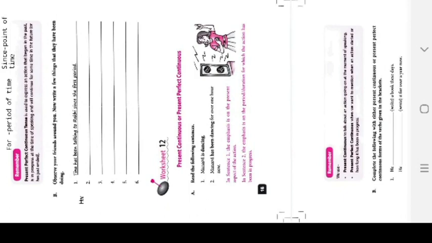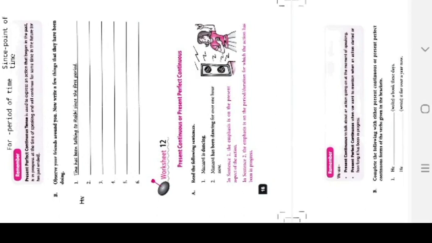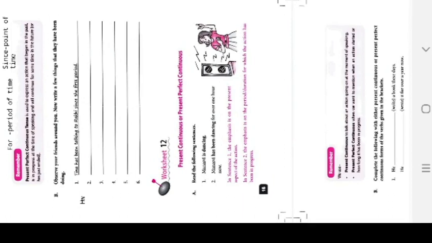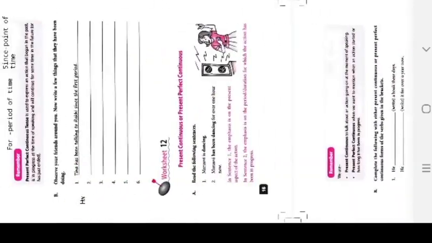So Manasvi is dancing means Manasvi is dancing at that point of time, when the speaker is talking. Manasvi has been dancing for over 1 hour now. In sentence 2, the emphasis is on the period or duration of time for which the action has been in progress. So you can read out the remember part, and then we can do the next one. Complete the following with either present continuous or present perfect continuous forms of the verb given in the brackets.